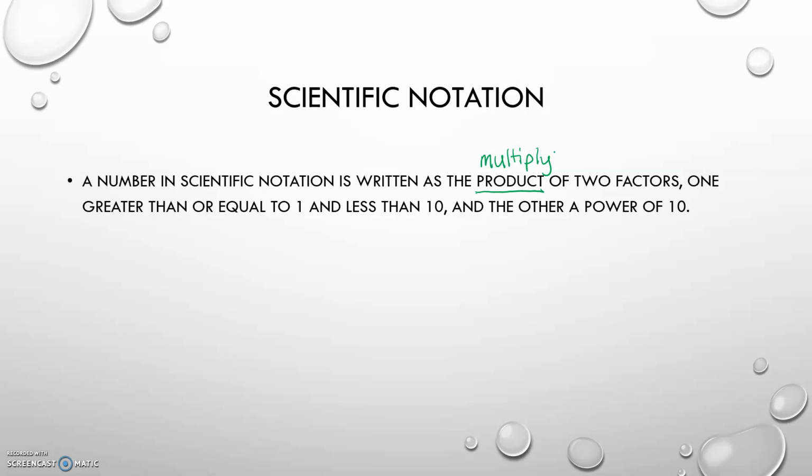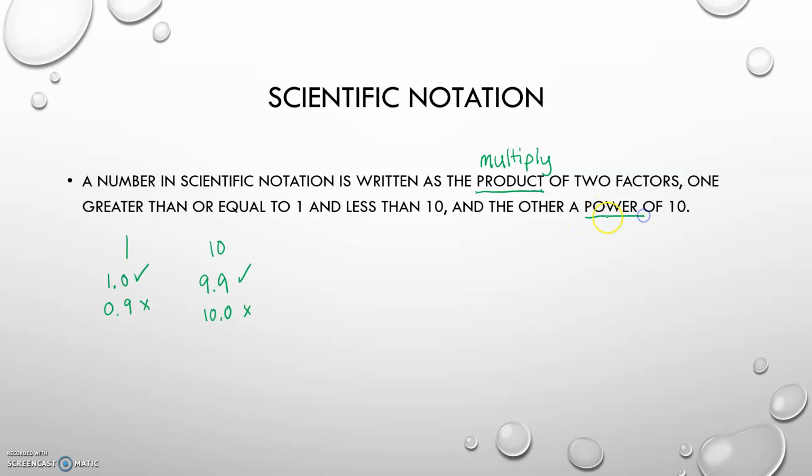So in other words, it's some number between 1 and 10. It can be exactly equal to 1, but it cannot be exactly equal to 10. It has to be a 1-digit number. So 9.9 would be okay, but 10.0 would not. Whereas over here, we can use 1.0. We just can't have anything less than that. So 1.0 would be fine, 0.9 would not. And so the other is going to be a power of 10.